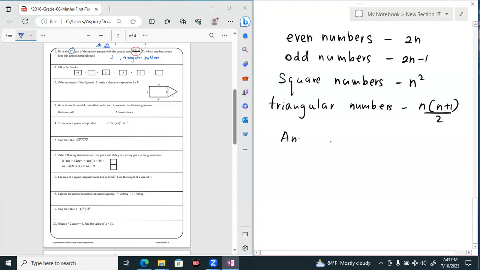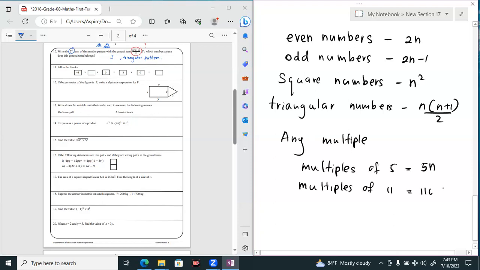Any multiple: that means if it is multiples of 5, then what is it? 5 times n. Multiples of 11, then it is 11 times n. Okay? You have to do it like that. Remember this. These are the short notes.